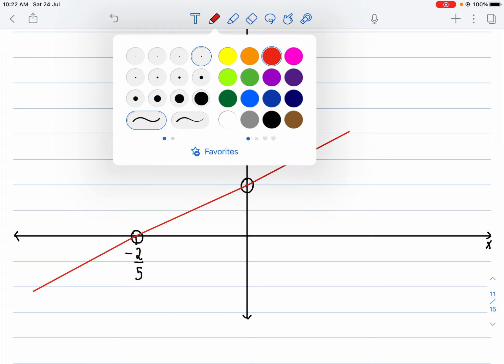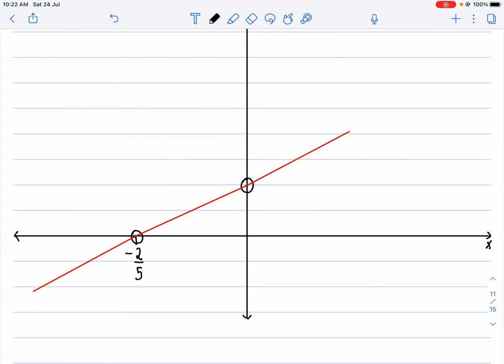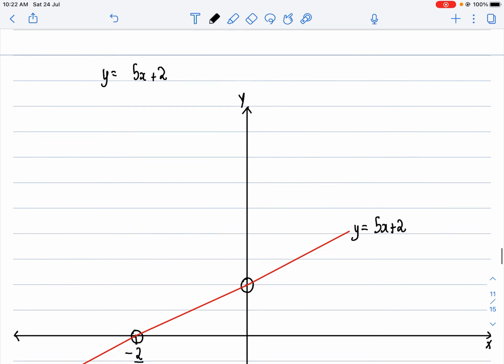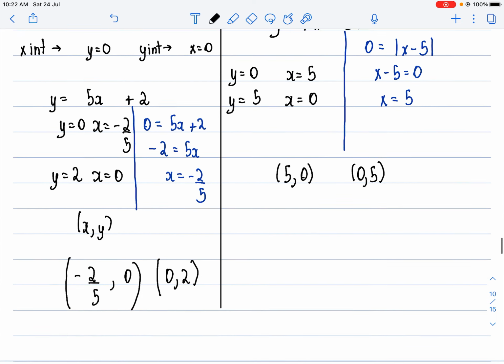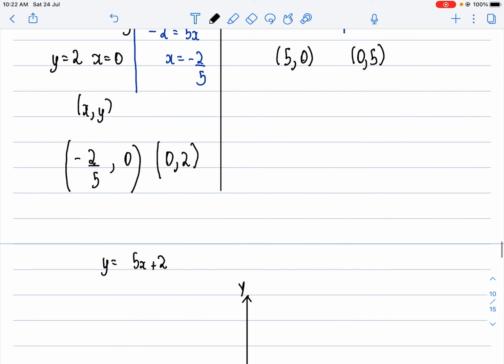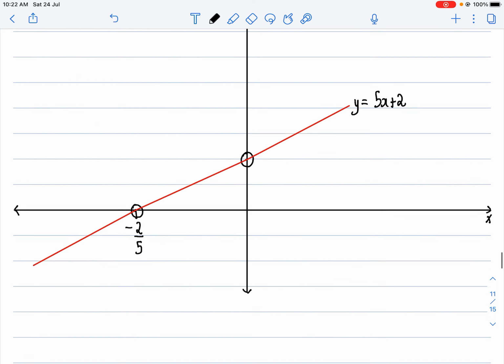Correct? So this will be the graph for y equals to 5x plus 2. Okay, simple linear graph. Now what we can do is we can simply make y equals to the mod of x minus 5. Okay, so it has the coordinates 0 comma 5 and 5 comma 0.